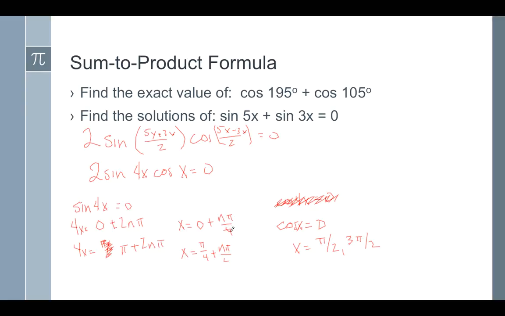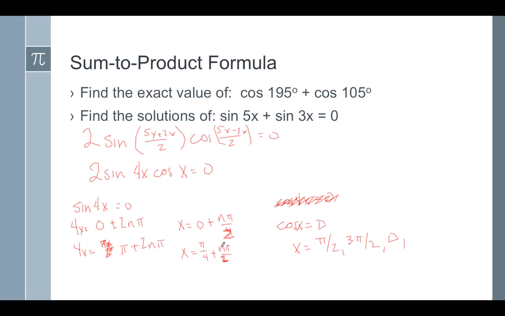Man, I'm not paying attention here. It's n pi over 2, because 2 over 4 cancels. So here we get 0 plus n pi halves. That's 0, so we need to add 0 to our list. Pi halves, and then 3 pi halves, and then 4 pi halves, but 4 pi halves is too big, so we're good with those.